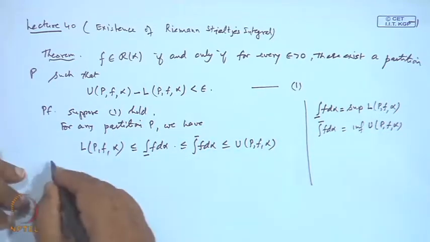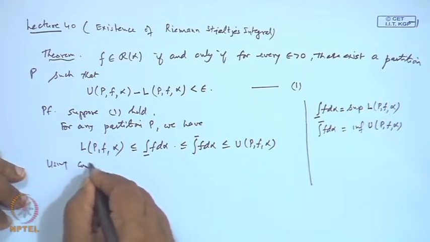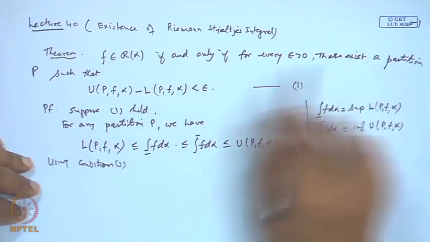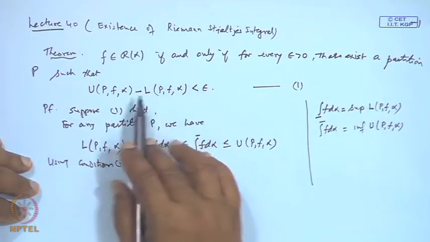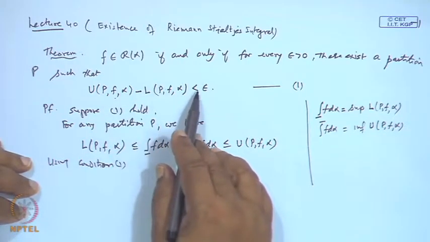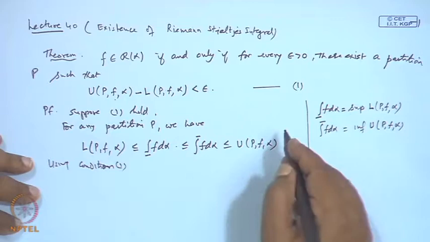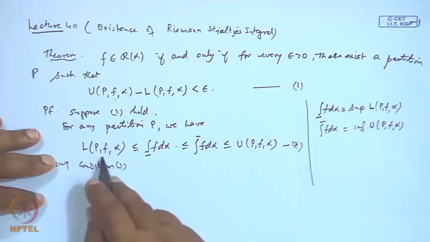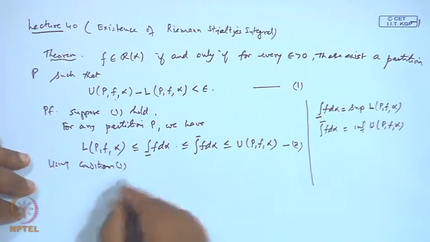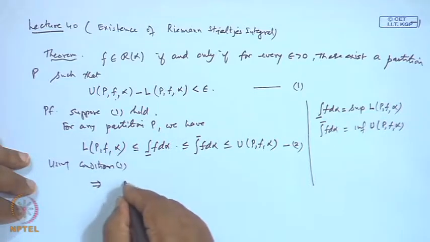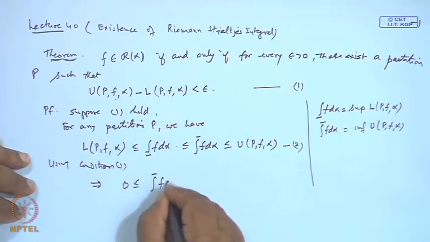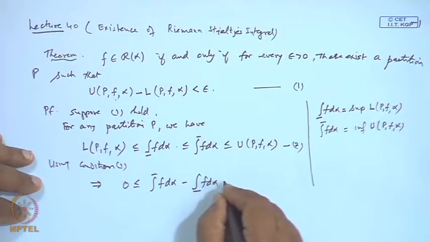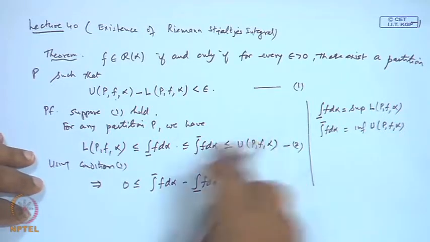Okay. Now, using condition 1, which says that there exists a partition P such that the difference between the upper sum and lower sum is less than epsilon. This is given. Since result 2 is true for any partition, in particular for this partition, the upper sum minus the lower sum will remain less than epsilon. Therefore, using this we see that 0 is less than or equal to the upper Riemann-Stieltjes integral minus the lower Riemann-Stieltjes integral, and this remains less than epsilon, because this difference is less than epsilon.